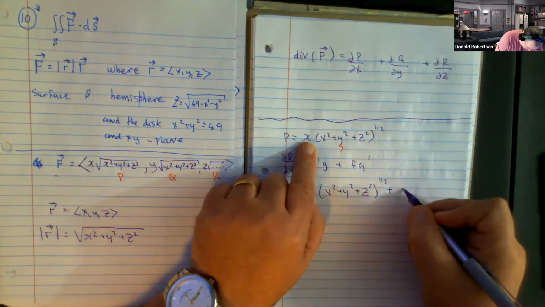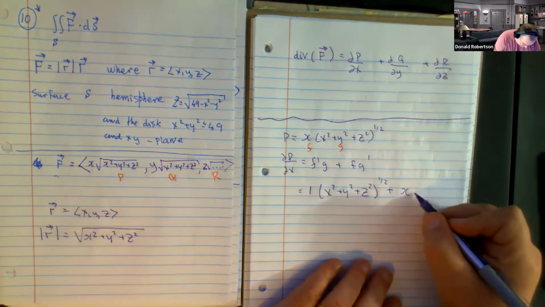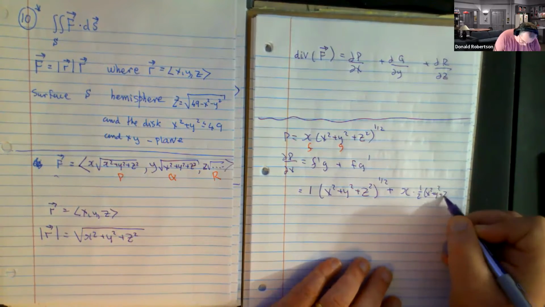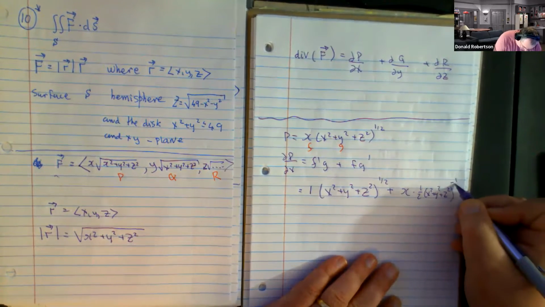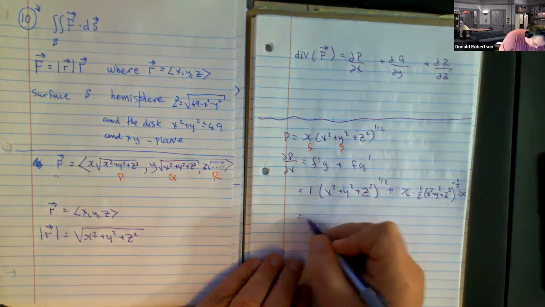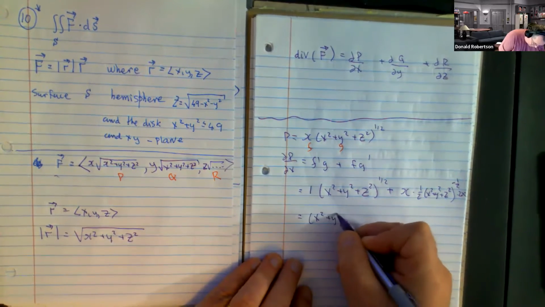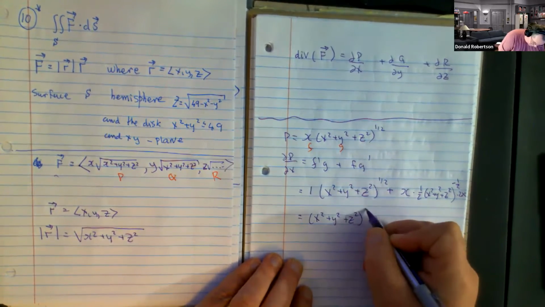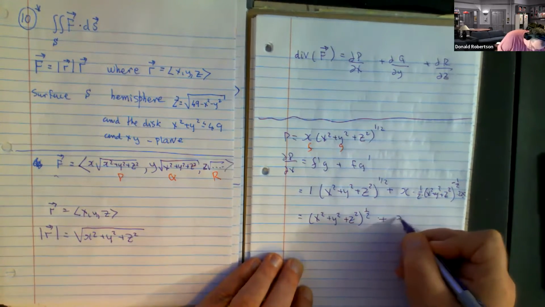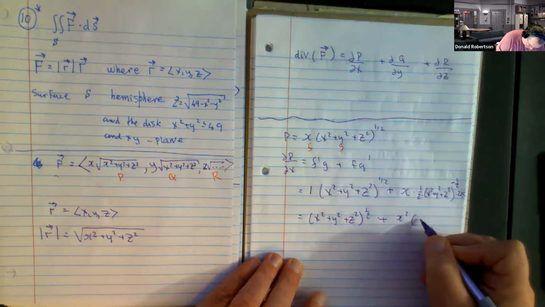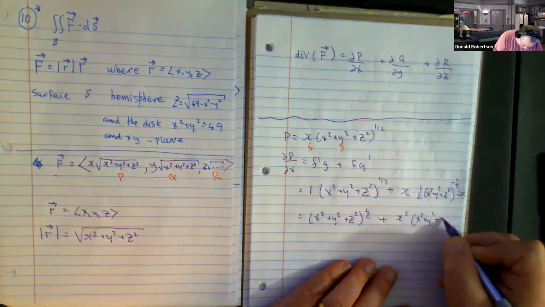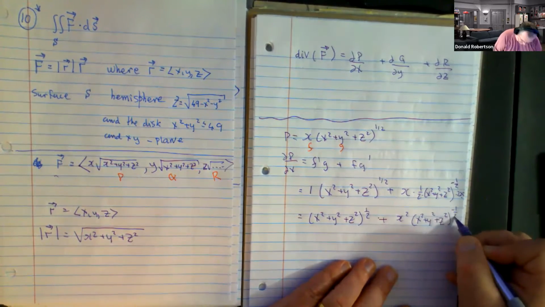Plus you leave this guy alone and you differentiate that guy, which is 1/2 times x squared plus y squared plus z squared to the negative 1/2. And it's a chain rule times 2x. So you end up with x squared plus y squared plus z squared to the 1/2. 2 and that cancel, x and x gets you an x squared with x squared plus y squared plus z squared to the negative 1/2.